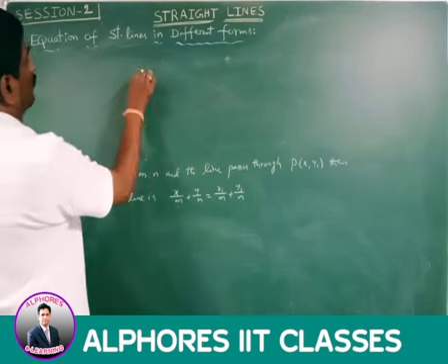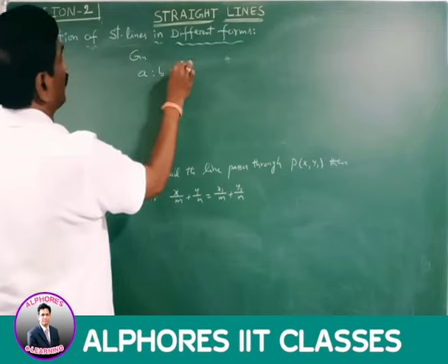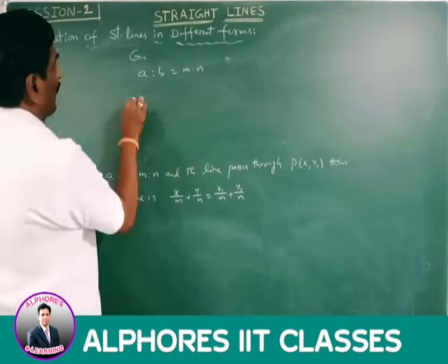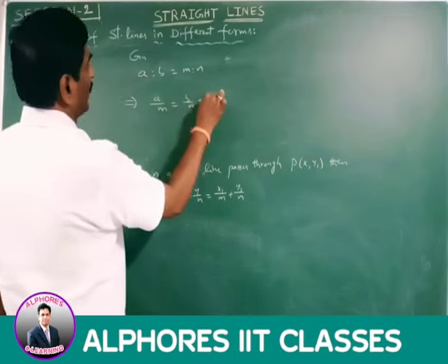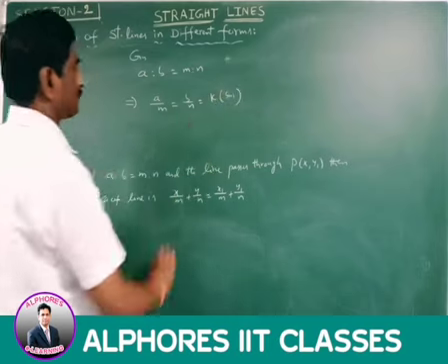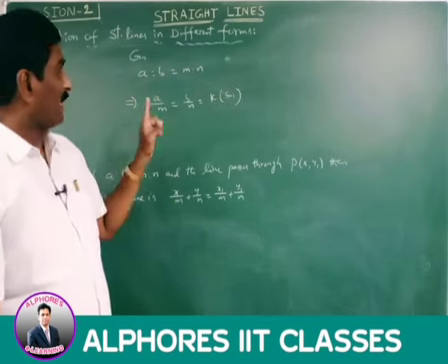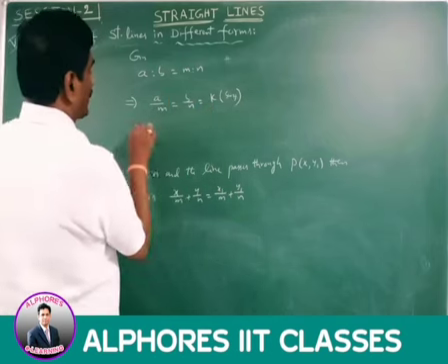In this case, what is the ratio of the intercepts? a is to b is equal to m is to n. Okay. What is the meaning of this? a by m is equal to b by n. Proportional ratios. Say this value is some constant k. So what is the value of a?